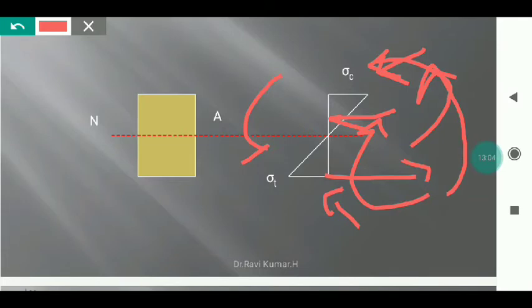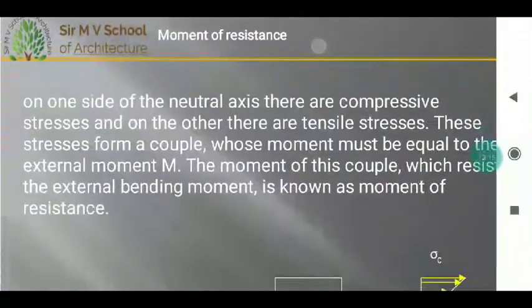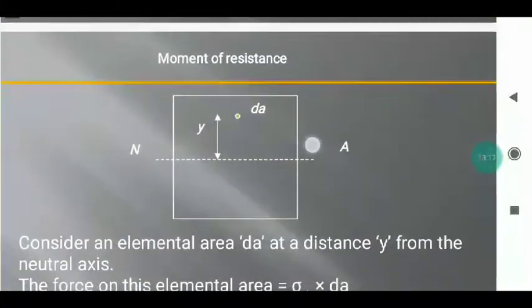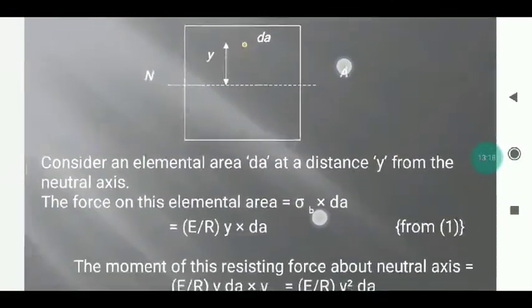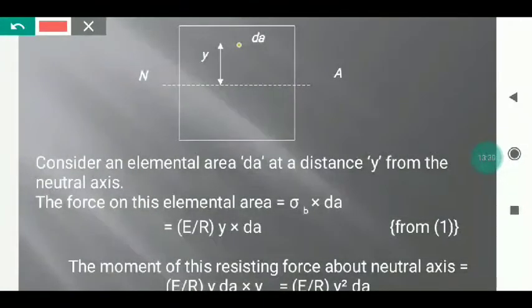The moment of this couple, which resists external bending moment, is called the moment of resistance. Hence, in the moment of resistance, we consider a small elemental area dA. The force on this elemental area is equal to stress into elemental area dA. And we have already done the derivation for stress, which is E by R into Y, from equation 1.